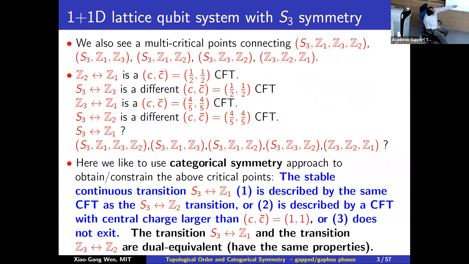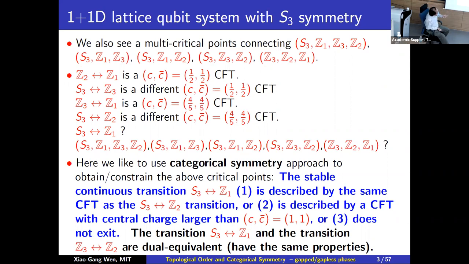For this Z2 to Z1 transition, that's Z2 symmetry breaking. So that's the c=1/2 Ising model. And for S3 to Z3, we also break Z2 symmetry, and that's also a c=1/2 CFT, but maybe with some different combination. There's a slight difference. The reason I say different is the following. The critical point of this transition does not have S3 symmetry, but the critical point of that transition has S3 symmetry. So from the point of view of the S3 quantum spin system, these two critical points both look like c=1/2 Ising transition points, but there's a slight difference. The S3 quantum number assignment can be different.